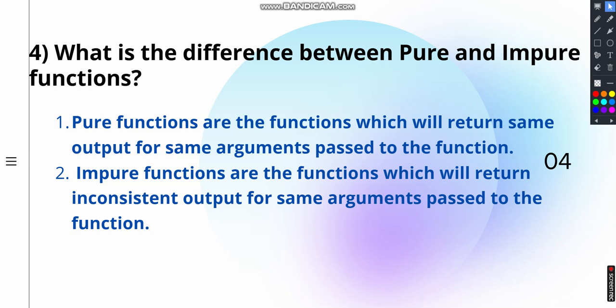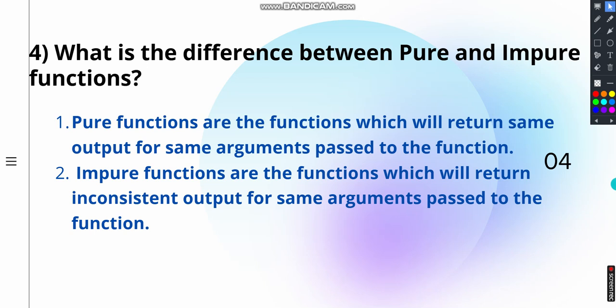Impure functions will return inconsistent output for the same argument passed to the function. So the result might keep changing. They have side effects, and they will modify the non-local state. So these three points you have to keep in mind. When you pass the same argument and get the same result, that is pure. When you pass the same argument and get a different result, that is impure. Second, pure functions do not have side effects, whereas impure functions have side effects. Third, pure functions do not modify any non-local state, whereas impure functions modify the non-local state.